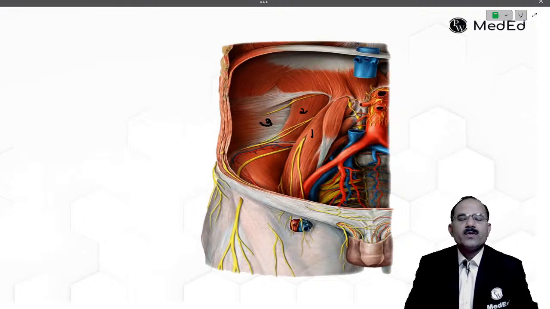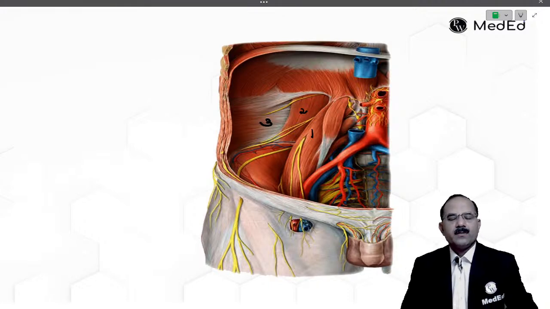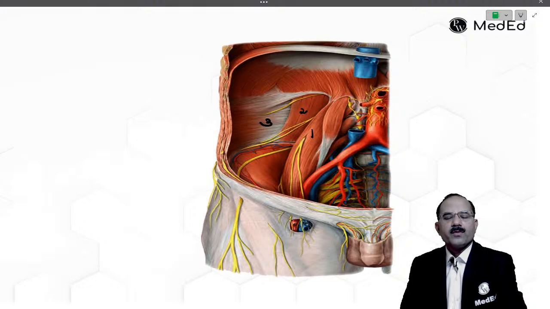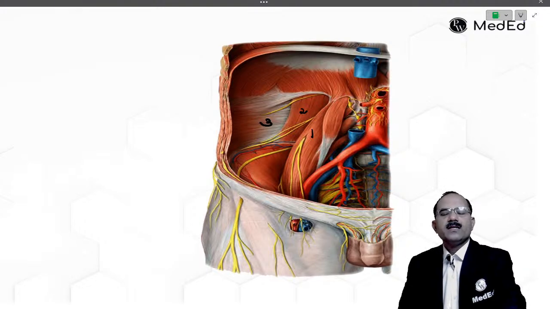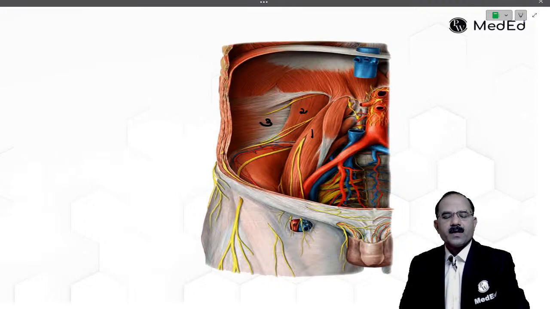Number 2, what's that? Any guesses? Number 2 is quadratus lumborum. And number 3 is transverse abdominis. Take a moment.